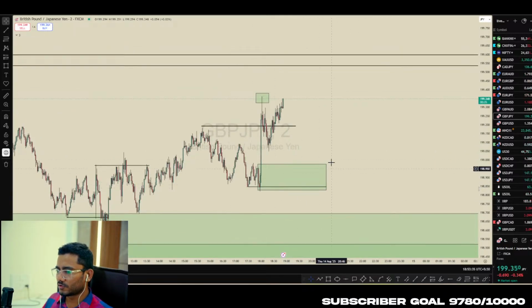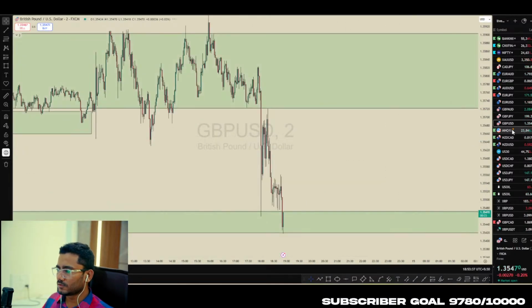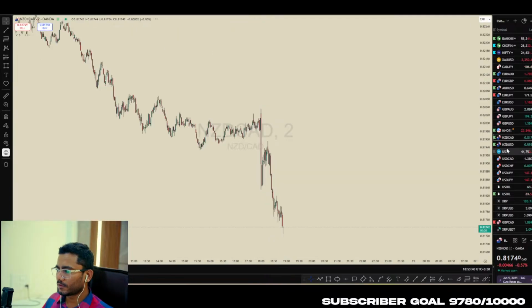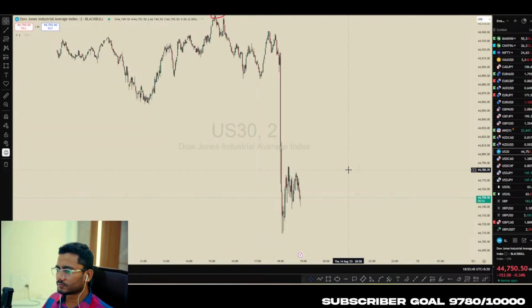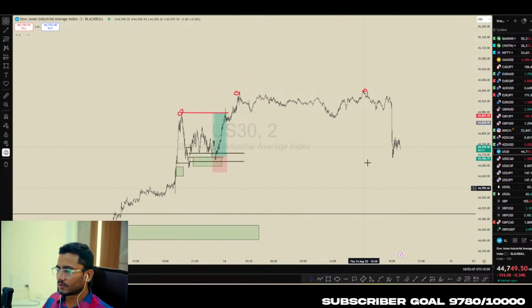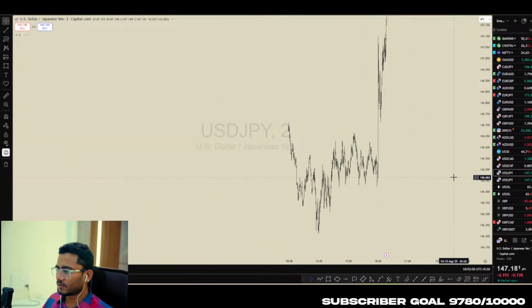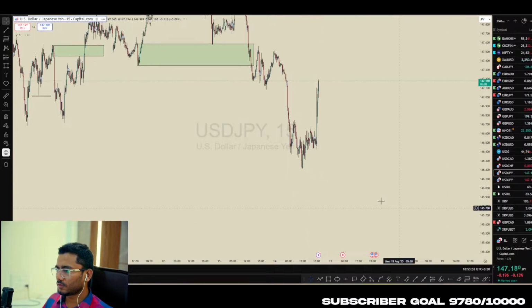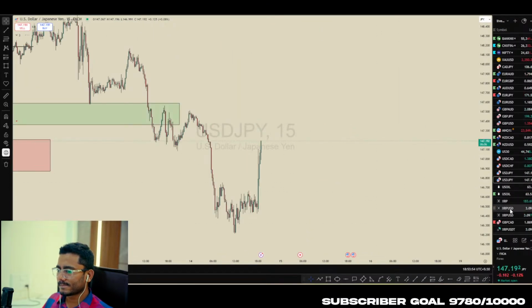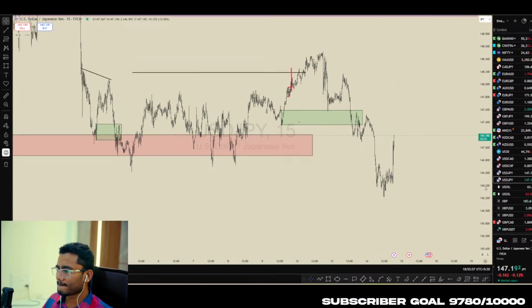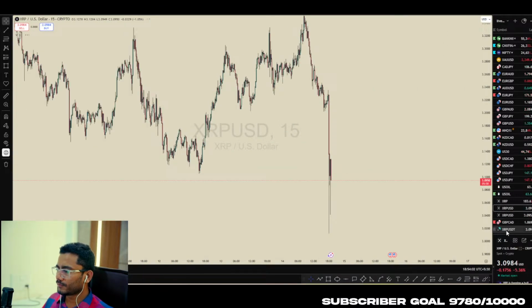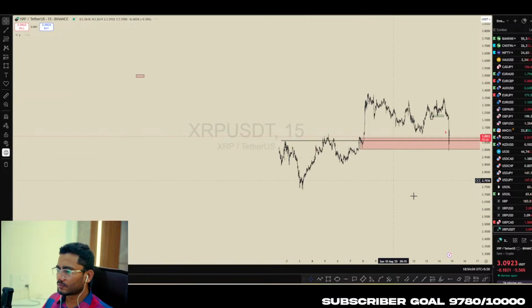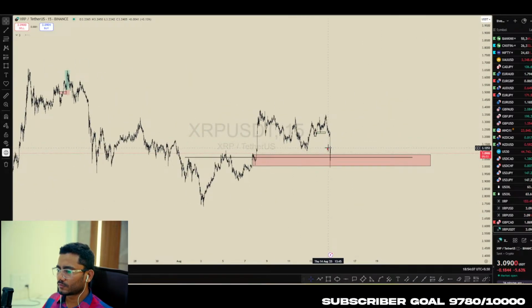This is the order block. We took out the liquidity, breaker block section. GU bearish. NZD CAD, I'm still bullish. XRP can also go to the upside.